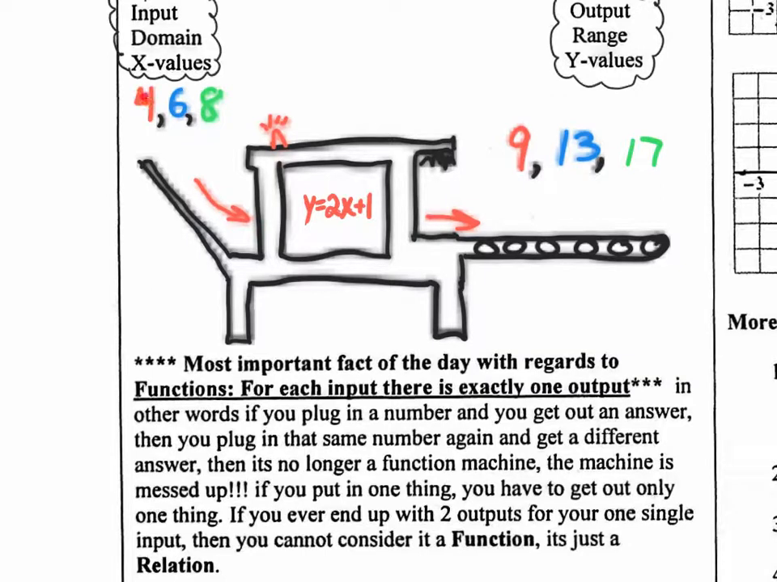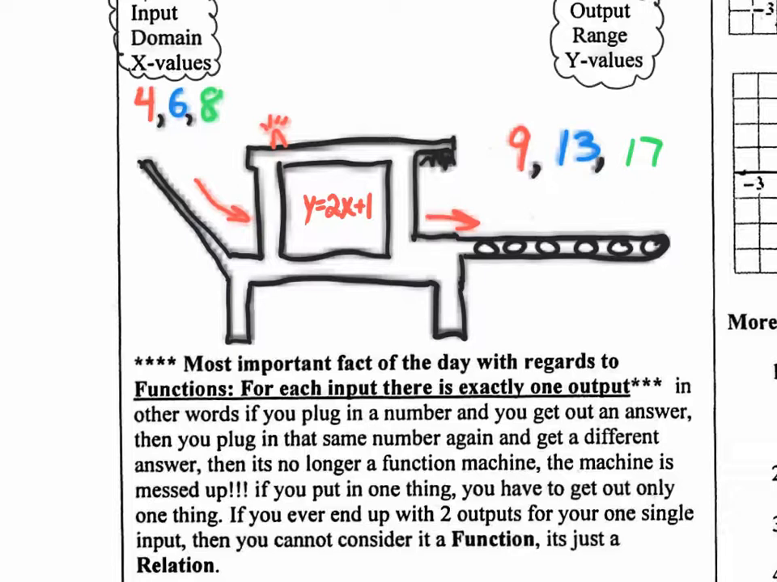So let me try to make sense of it. Up here, I plugged in a 4, right? What did I get out? A 9. And then I plugged in a 6 and I got out 13. I plugged in an 8, got out 17. What if I were to plug in a 4 again? What would I get out again? A 9, right? So for each input, there's exactly one output. If I plug in a 4, I get out a 9. If I plug in a 4 again, I get out a 9 again.